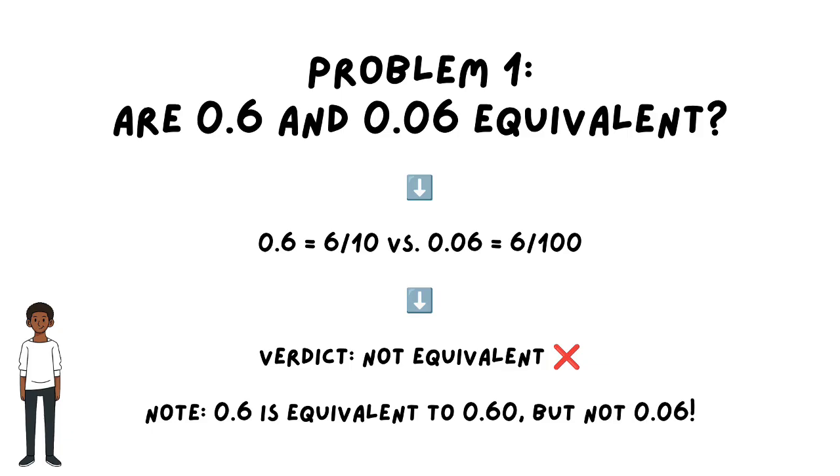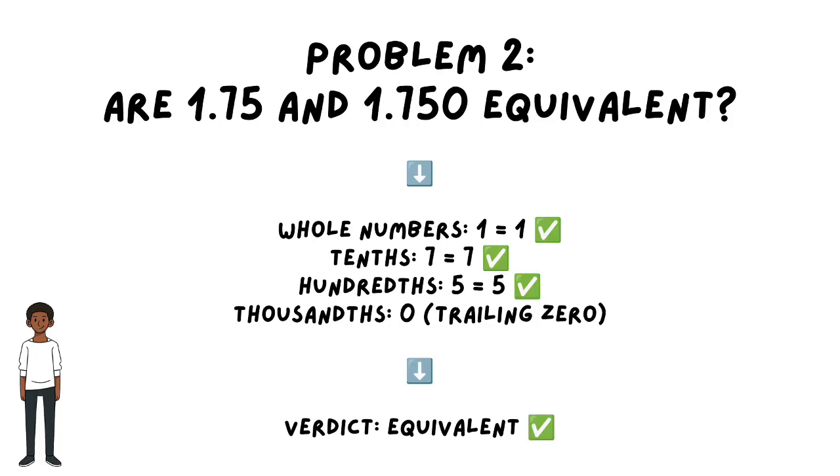Let's look at 3 quick practice pairs. Pair 1. Are 0.6 and 0.06 equivalent? No. 0.6 is 6 tenths, while 0.06 is 6 hundredths. That 0 pushed the 6 to the right into the hundredths place, cutting this value down. However, if we had 0.6 and 0.60, those would be equivalent because the 0 is just a trailing 0 on the right.